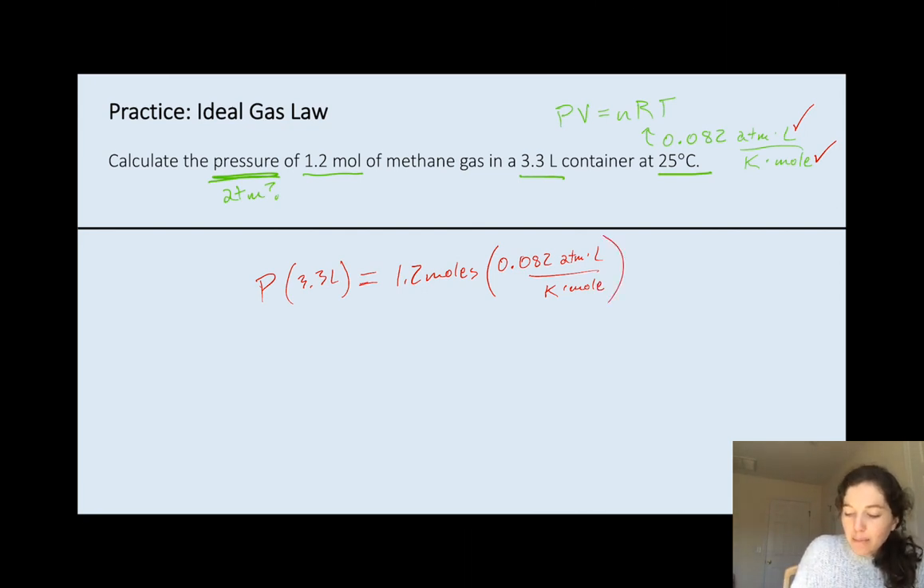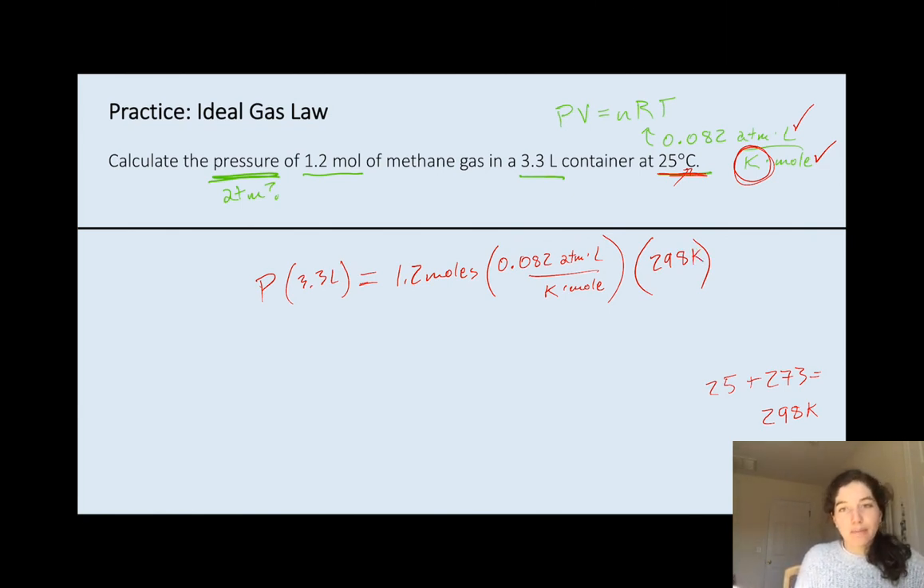And then we have our temperature. Temperature is not in the right unit. It's in Celsius. We need it to be in Kelvin. So we're going to go ahead and convert before we put it into our equation. 25 Celsius plus 273 is going to give you 298 Kelvin. So that value will go right in here, Kelvin. And now you can solve for pressure.